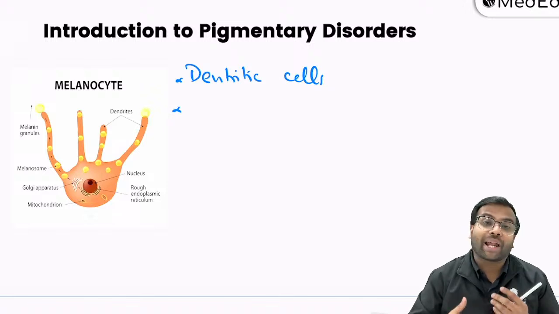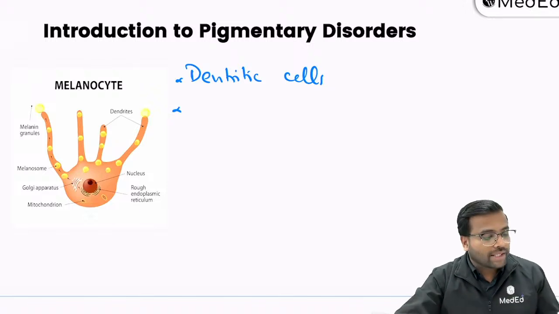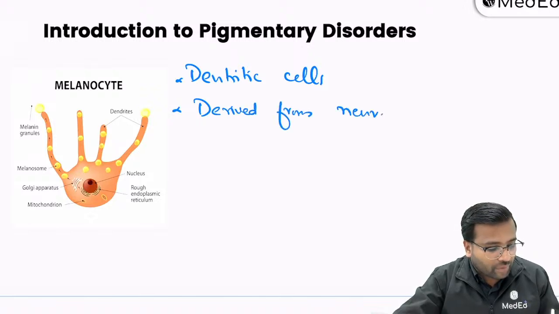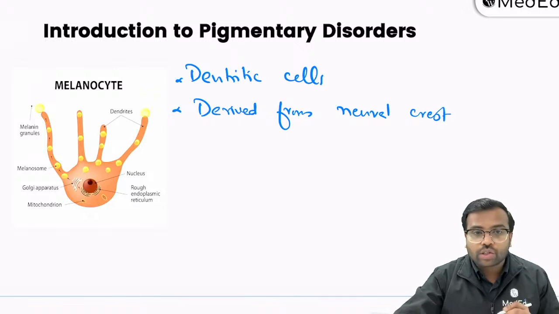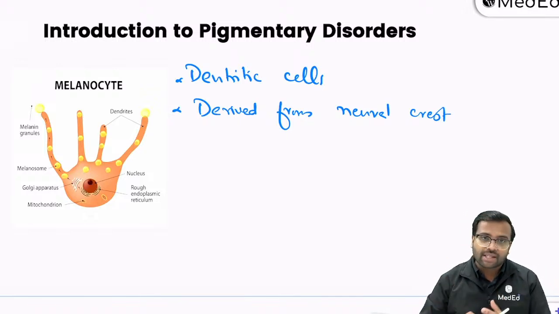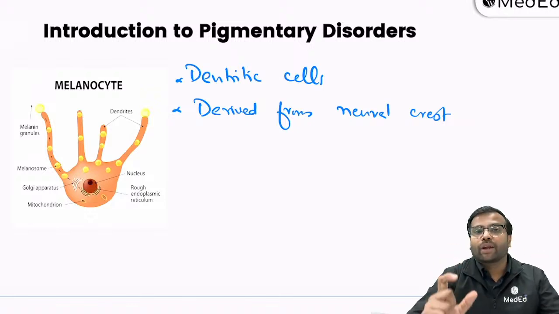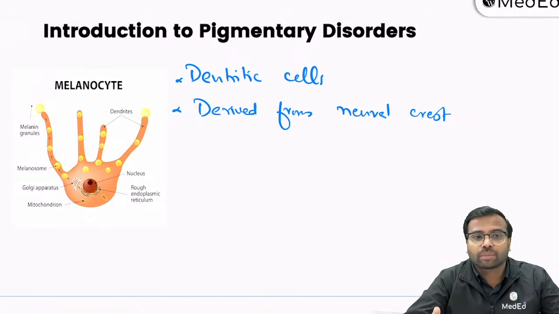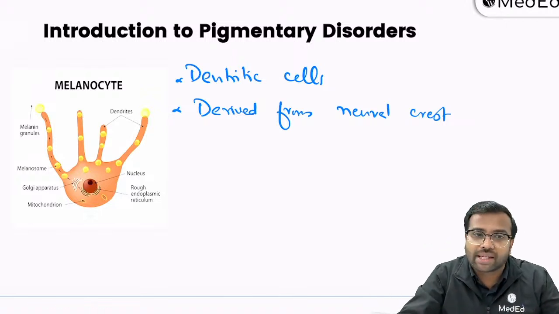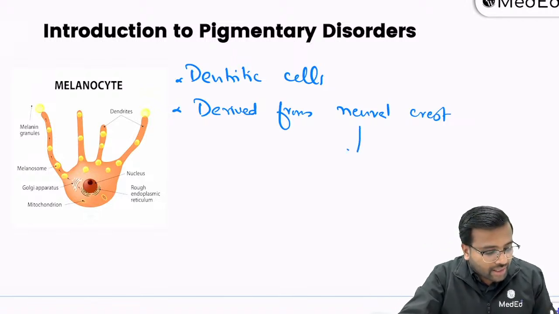So where is a melanocyte derived from? Please remember that this is derived from the neural crest. In the journey of development of the cells of the skin, the melanocyte, which is developed from the neural crest, is transported to the stratum basale. So from the neural crest, there is a transportation.